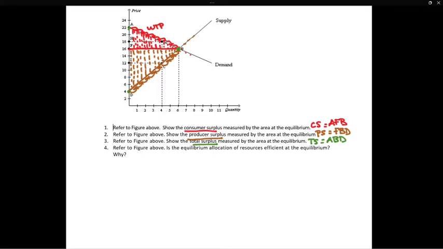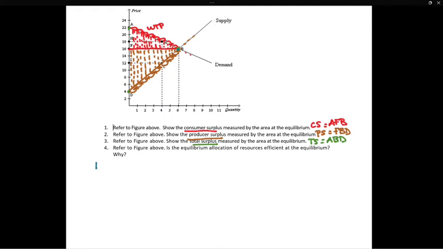Now, one last question. We want to explain if the equilibrium allocation of resources is efficient. Here is the equilibrium. Here we have the equilibrium. Now we want to explain the efficiency rules.